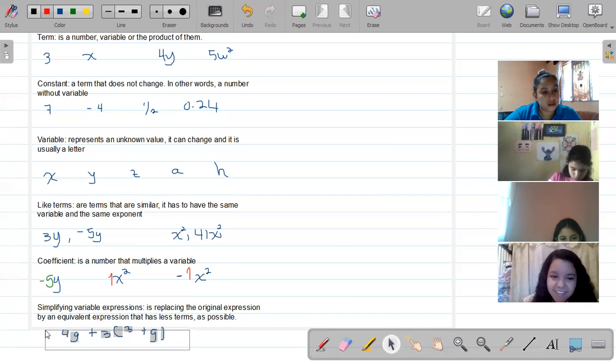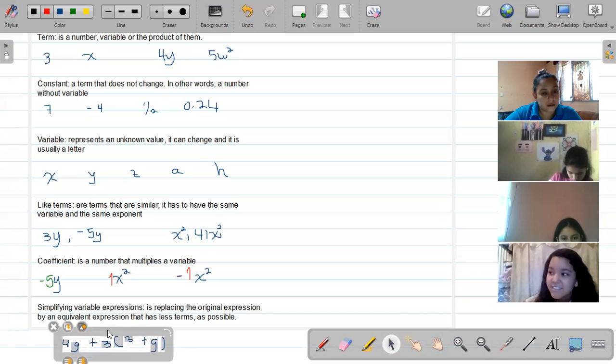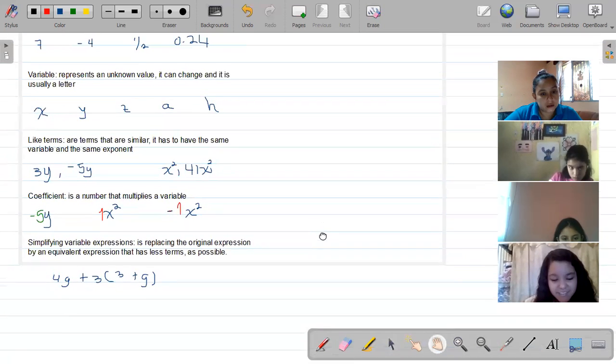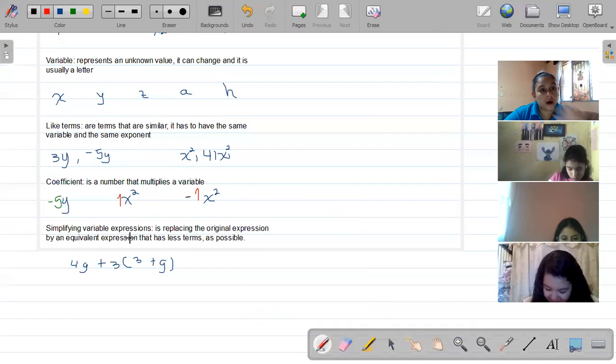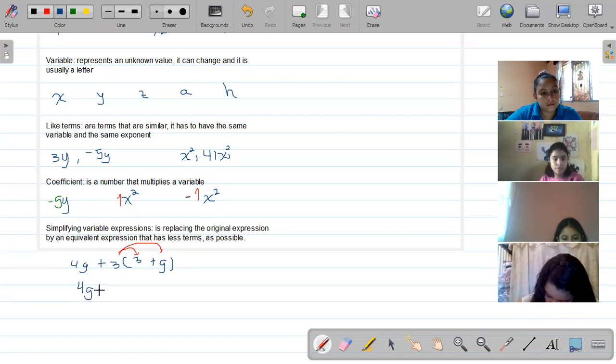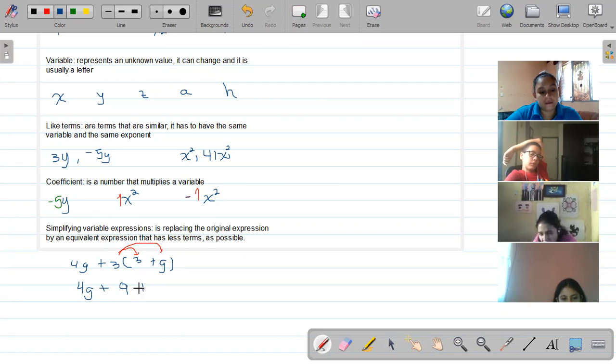So let me see if I can move this a little bit down there. And I'm going to move this a little bit higher. So we're going to multiply the 3 times the 3, but also the 3 on the outside times the G. And the rest, I'm copying it, okay? So I'm copying 4G plus 3 times 3. 9, exactly. And then 3 times G.